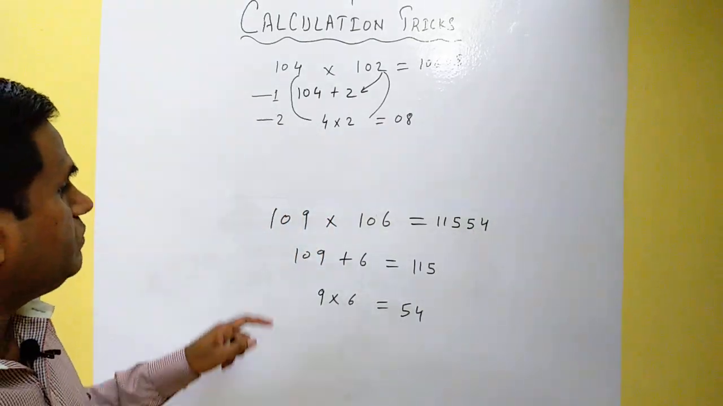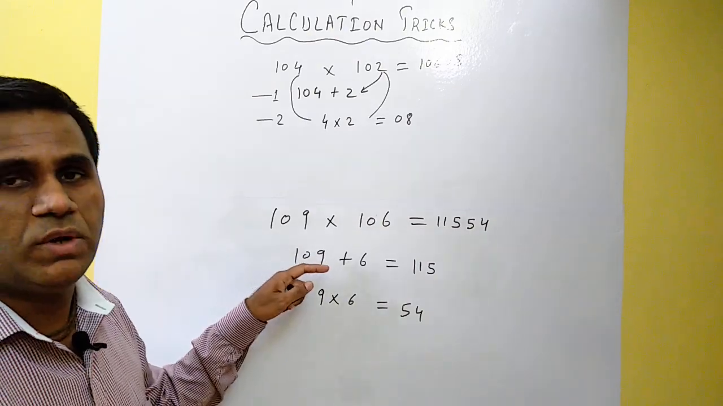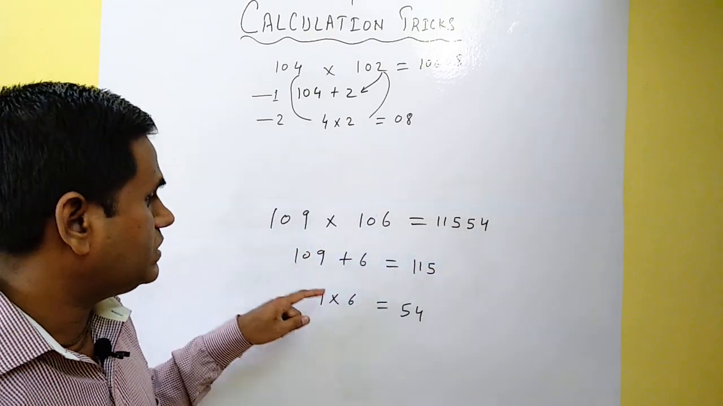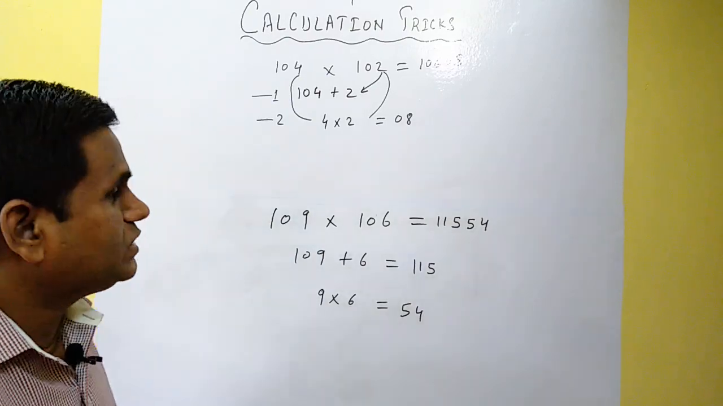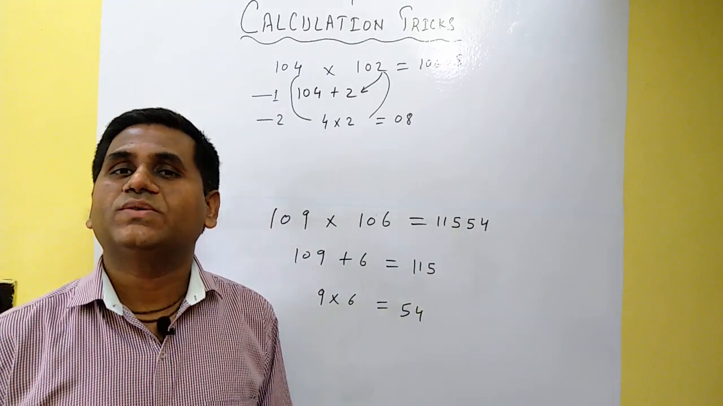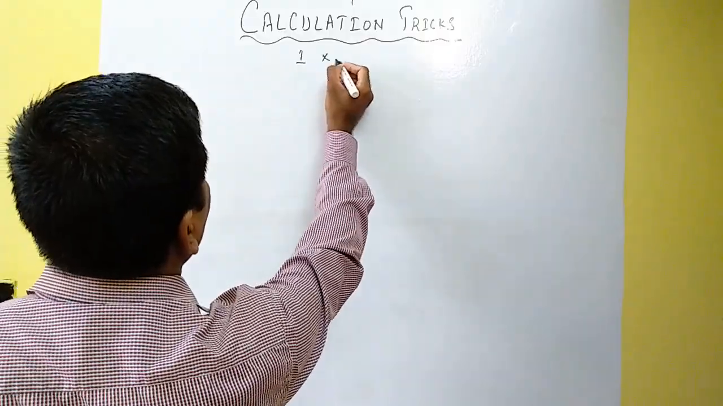So as you can see, without even doing the traditional method of multiplication, we can directly write the results just by following these two very simple steps. Okay, so this was our second trick. Now let us move on to the third trick.